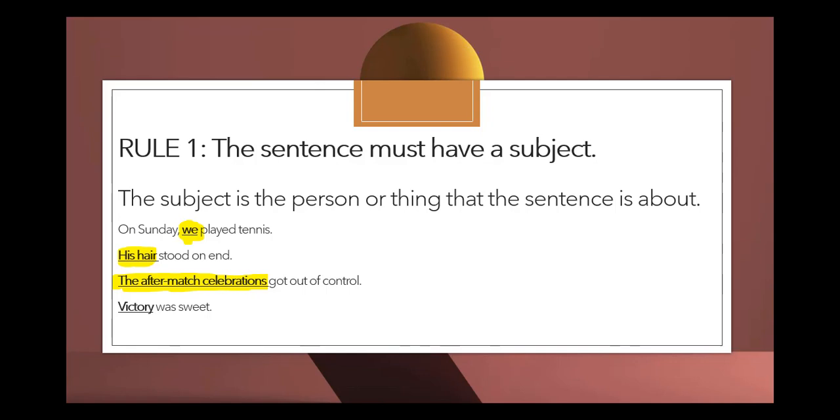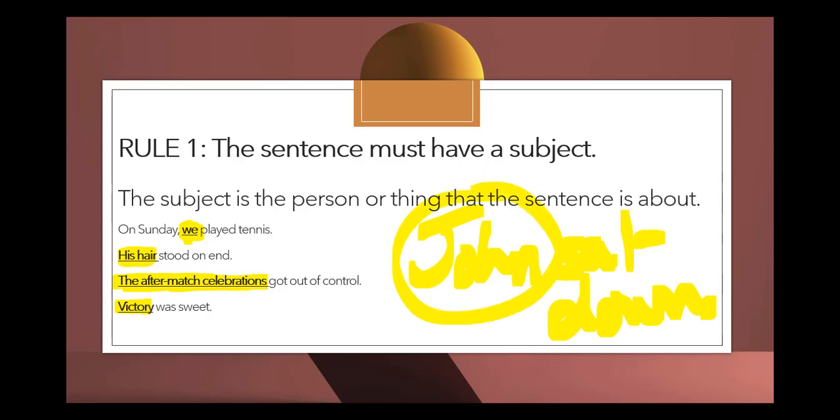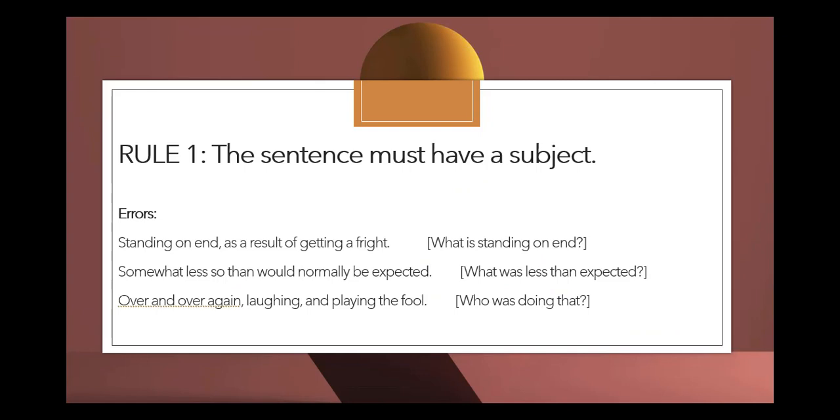And "Victory was sweet." In this sentence, it's "victory." You could have another sentence, "John sat down." And in that sentence, our subject is John. They're a little easier to spot. But the subject has to be there, whether it's a person or a thing or a thought or something like that. Okay? I'm trying to move on because I've got to be quick here.